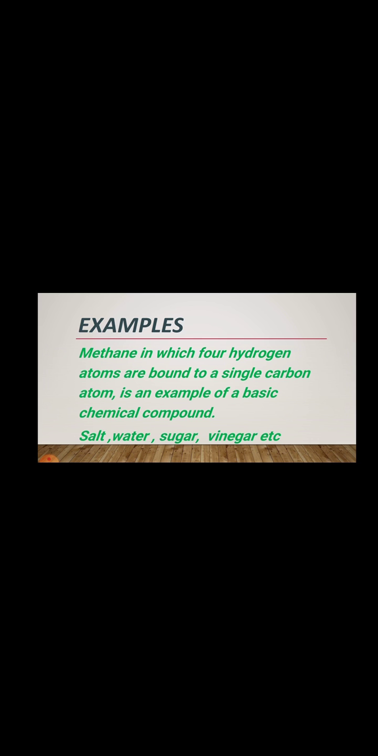Examples are very simple. In your daily life you deal with many things, like methane gas. Methane is one of the gases used as natural gas at your home, in your kitchen, in markets, in industries, everywhere. That natural gas contains 85% methane. Methane is basically a chemical, formed by the chemical combination of carbon and hydrogen. Like methane, there are other compounds such as salt, water, sugar, vinegar, etc.